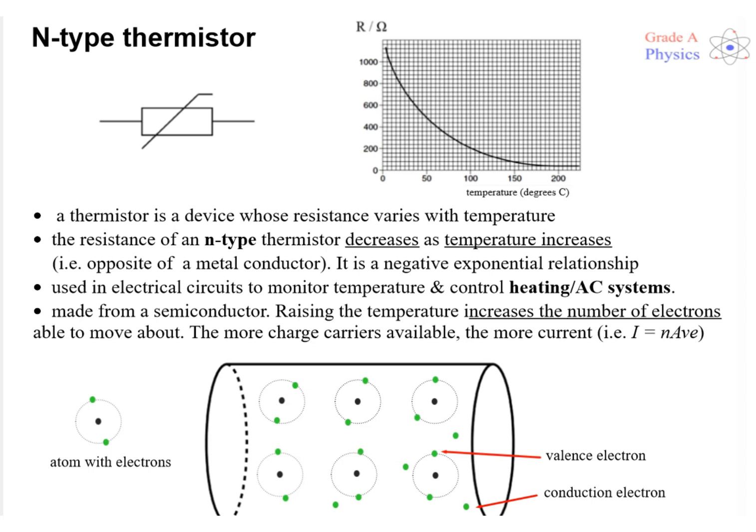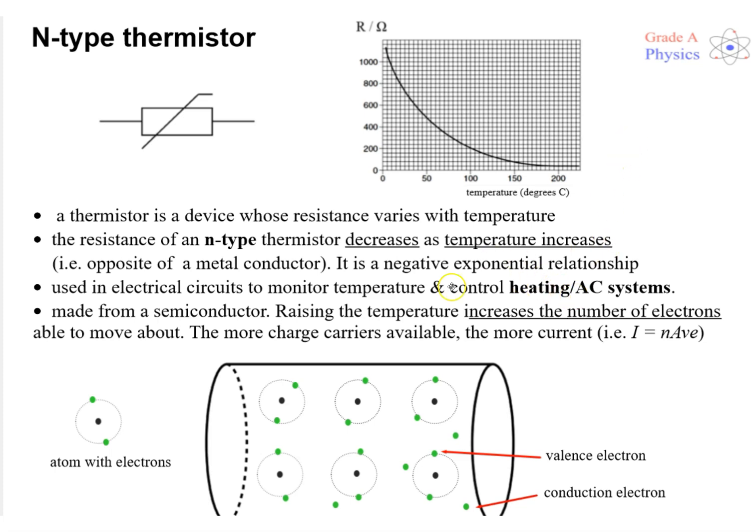Okay, N-type thermistors. We've mentioned these briefly before. This is the symbol, and this is a typical resistance-temperature characteristic. So as the temperature increases, the resistance decreases. This would be for an N-type thermistor, which is what we normally mean at A-level when we talk about thermistors. There are P-type thermistors, which have a positive temperature coefficient, but generally speaking we refer to N-type.